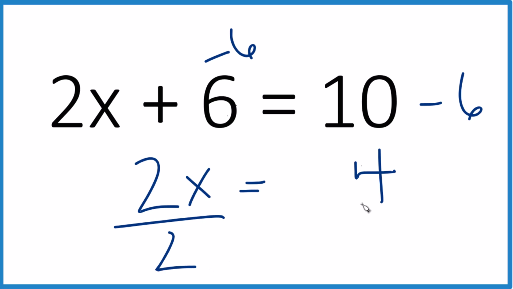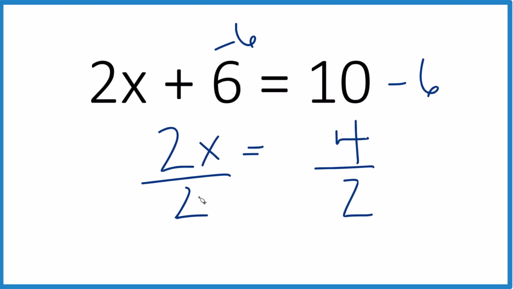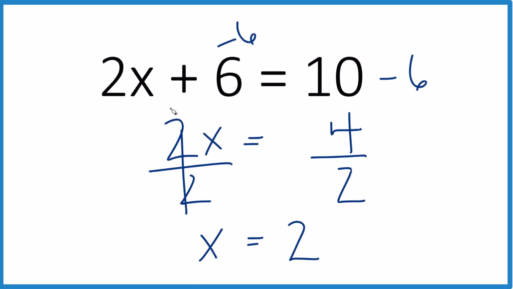Divide both sides by 2. 2 divided by 2 is 1, so we just have 1x or x. And 4 divided by 2, that is 2. So 2x + 6 = 10. Solving for x, when we find x, it's just 2.